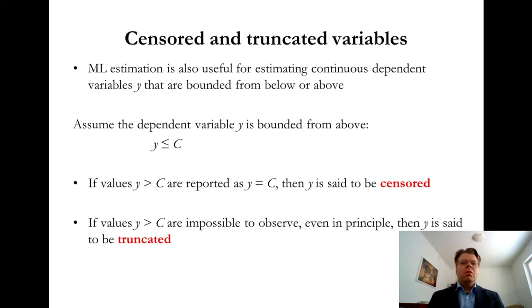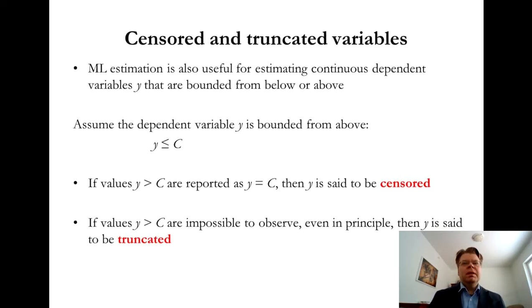So we can have some bounds on the dependent variable. The dependent variable y could be bounded from below, or it could be bounded from above, like in my case. If it is bounded from above, then there is a certain upper bound c that y cannot exceed. We could also have a lower bound, let's say capital B, such that y is always greater than or equal to B. So it's some kind of constraint on our dependent variable, and why that matters we will come to understand in more detail in the following.